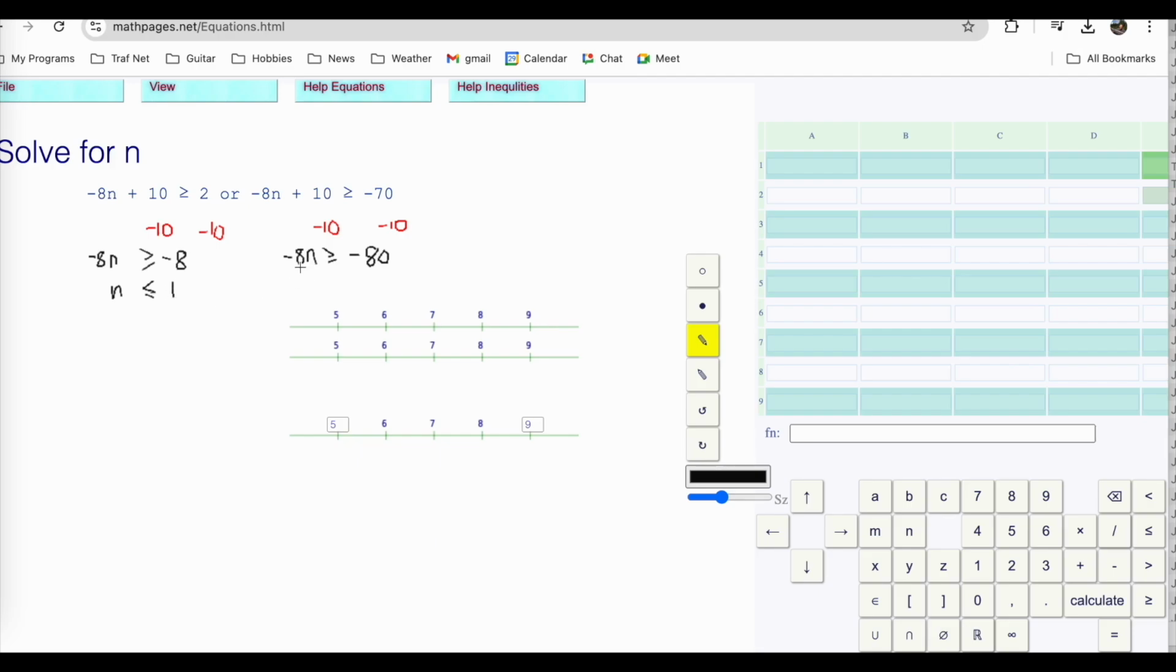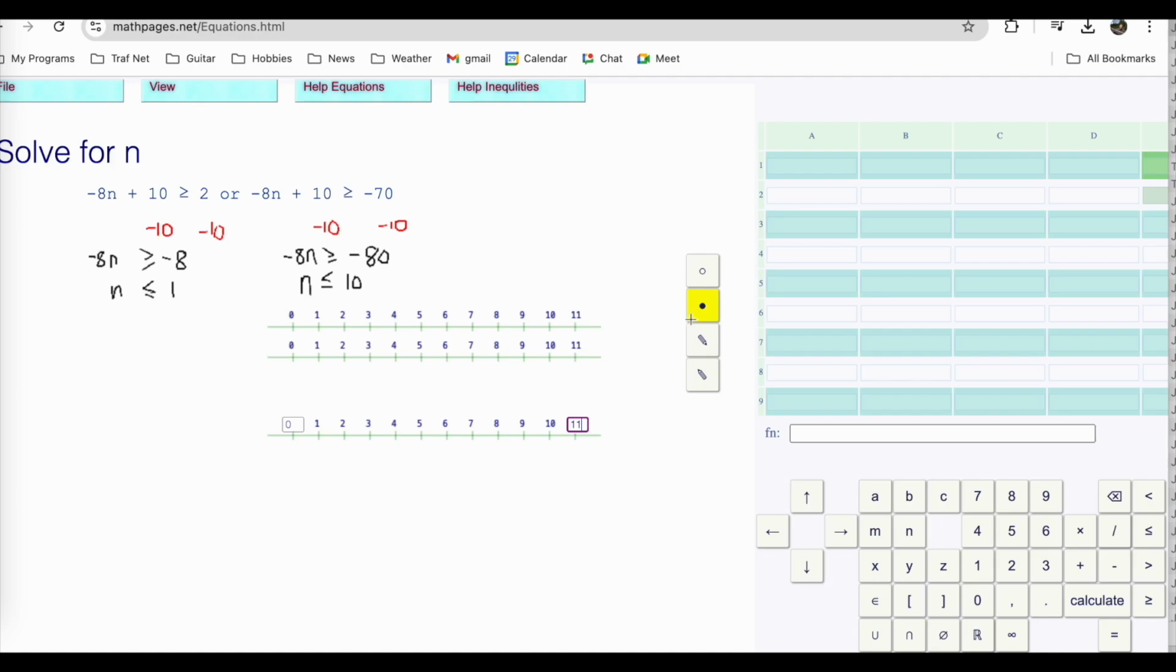Over here, divide this side by negative 8, we have n. Divide the other side by negative 8, we have 10. Dividing both sides by negative 8, it flips the direction, and there we go. N is less than or equal to 1, n is less than or equal to 10. I'm going to go to 1 to 10. I like to go 1 less, 1 more. 1 to 11. N is less than or equal to 1, solid dot. Here, n is less than or equal to 10.